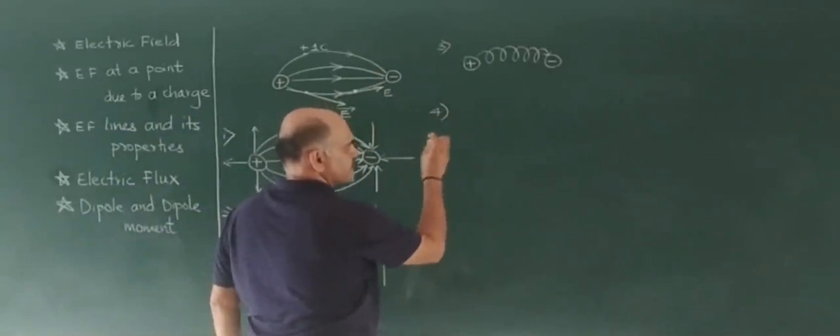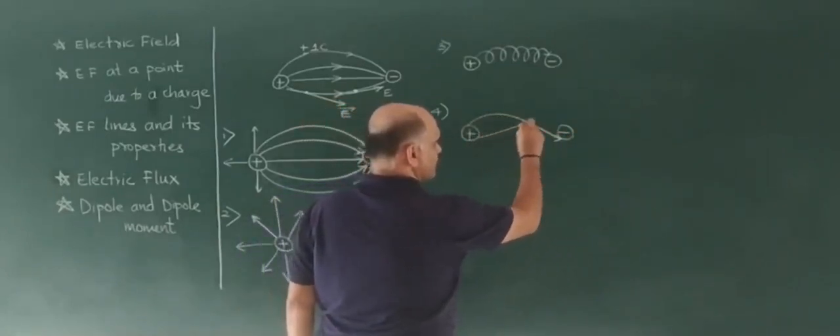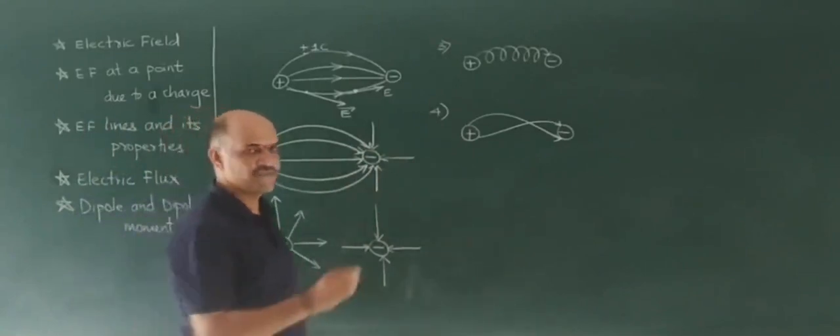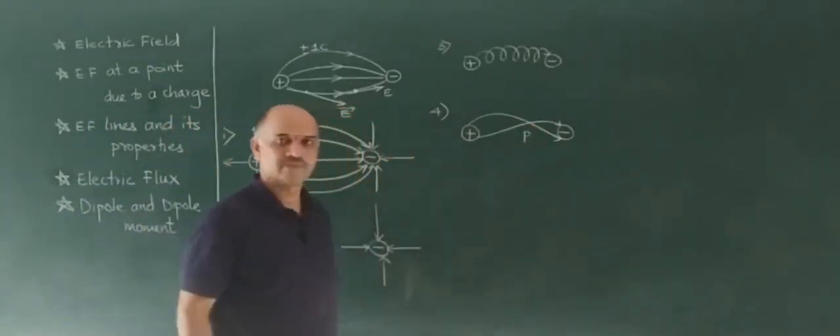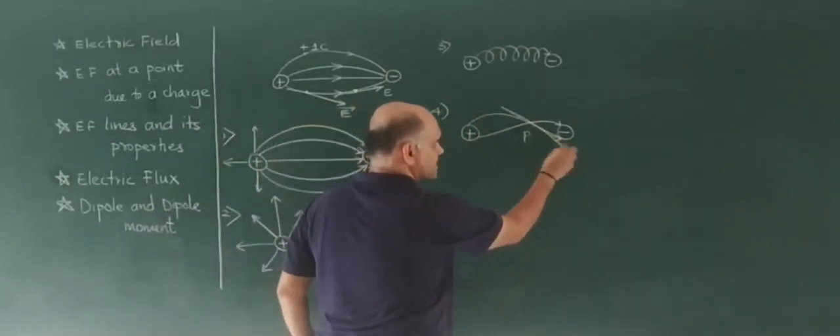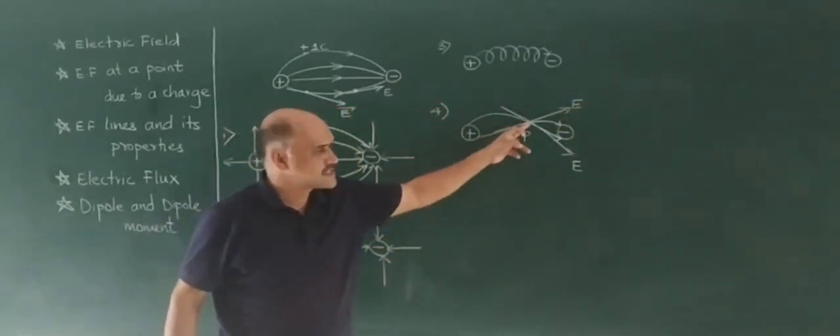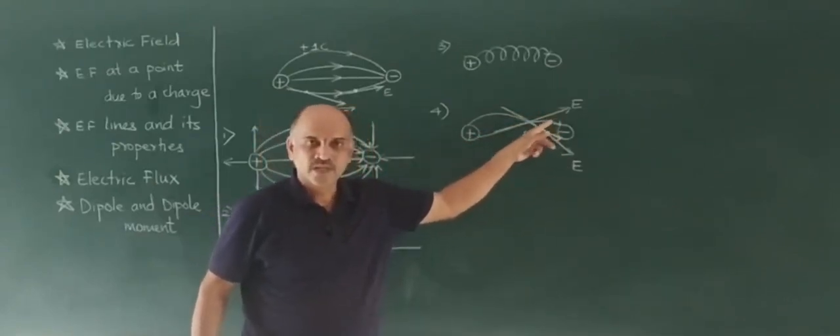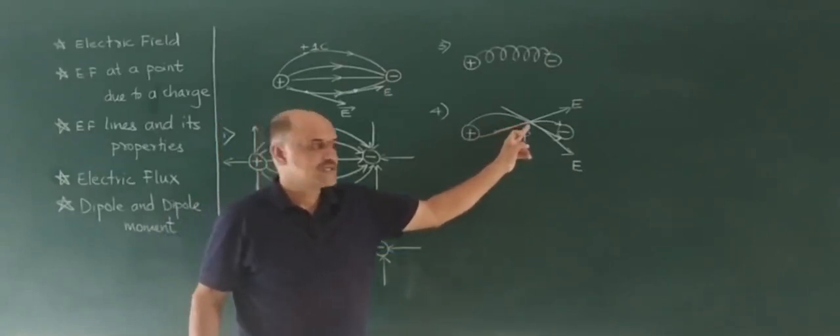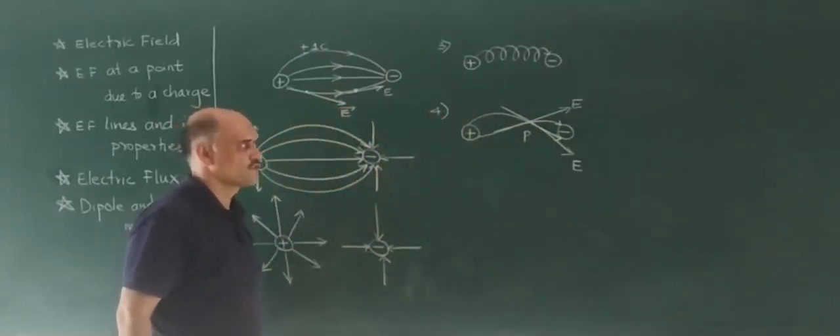Fourth, this is important: no two lines of force intersect. You will never have lines in this form. Why don't they intersect? If I take this point of intersection as point P, at point P you can draw two tangents, one to the first curve and another to the second curve. That means at this point there are two directions for the electric field, but the resultant electric field will always have a unique direction, only one direction. It will never have two directions. Therefore, two lines of force will never intersect.